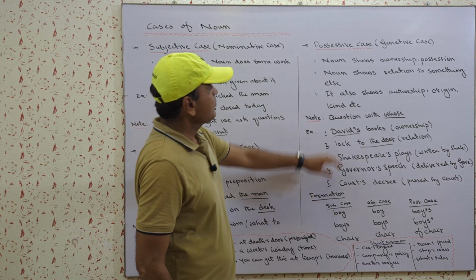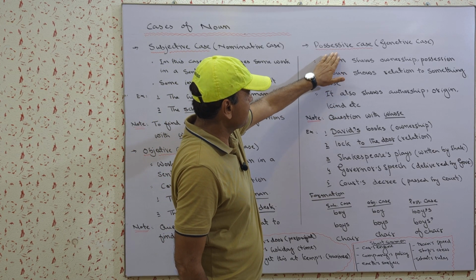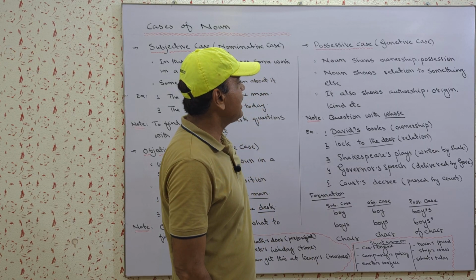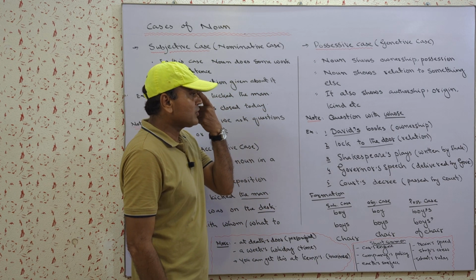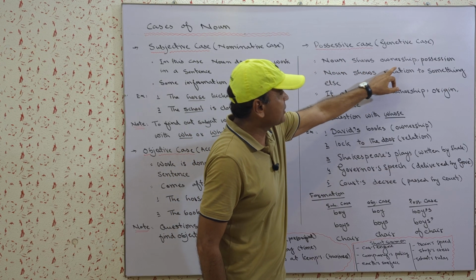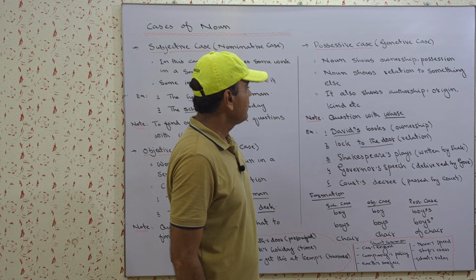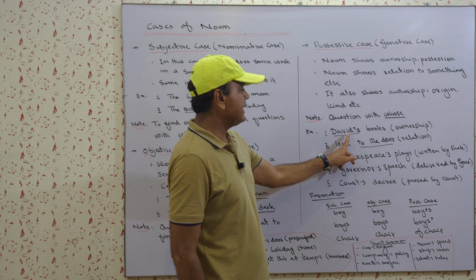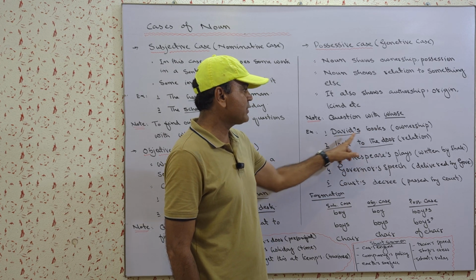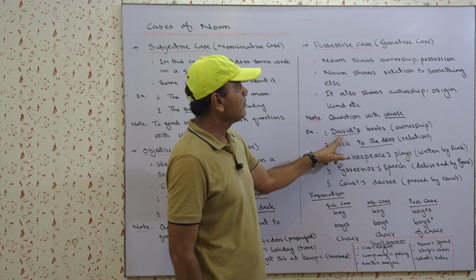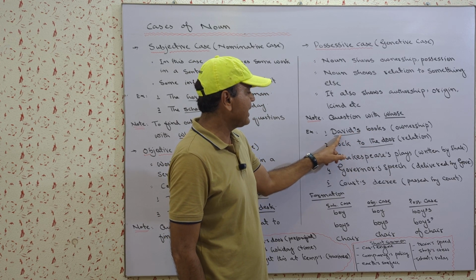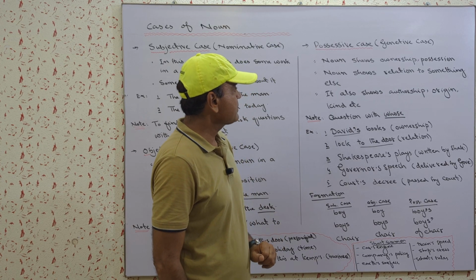The next case of the noun is possessive case. It is also called genitive case. What is the function of possessive case or genitive case? When the noun shows ownership or possession. For example, if I say David's book, in this example, David is the owner, or the book is in possession of David, so that's why David is a possessive case.